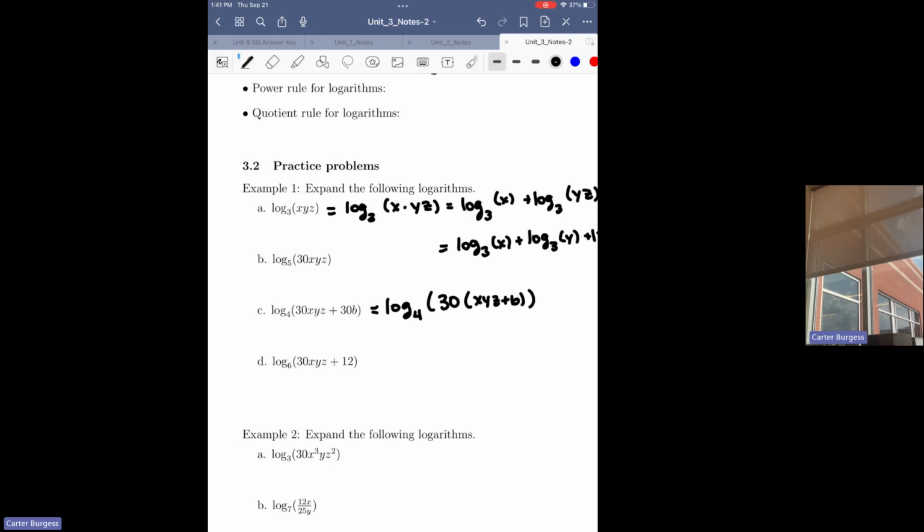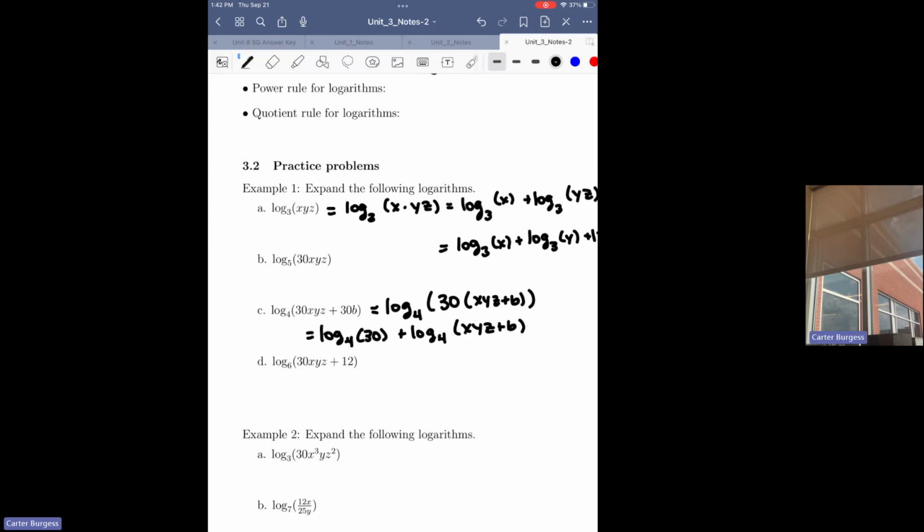So this is going to become log base 4 of 30 plus log base 4 of (xyz plus b), where, like we just said, we can't really do anything here because this is always just going to be a sum. It's not going to be a problem. Now, what can we do something about? So we can't do anything about xyz plus b, but there is still a product here that I can split up further.